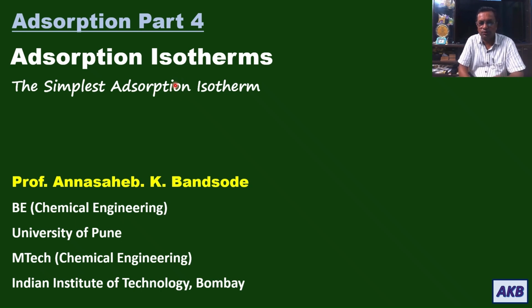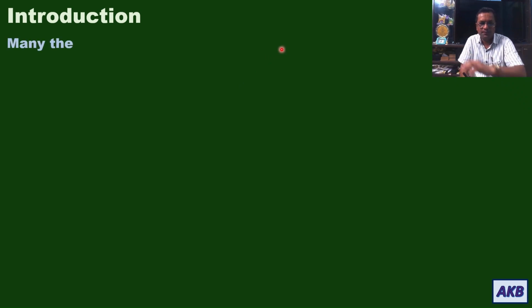As you know, in my earlier video I had discussed how to represent adsorption equilibria, and the commonest way of representing adsorption equilibria is plotting of adsorption isotherms. And there are different types of adsorption isotherms. I'll shortly tell you about those types. Out of those, first, in this particular video, I will be discussing the simplest adsorption isotherm. So let us begin the discussion.